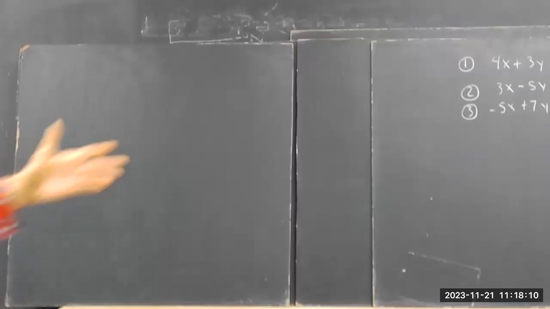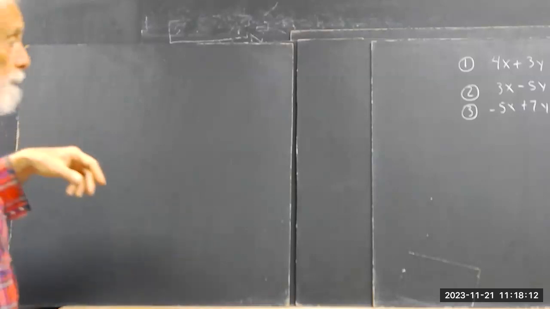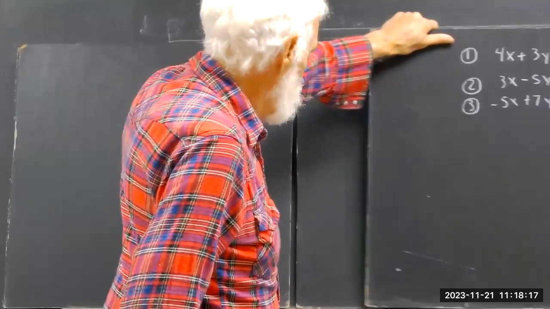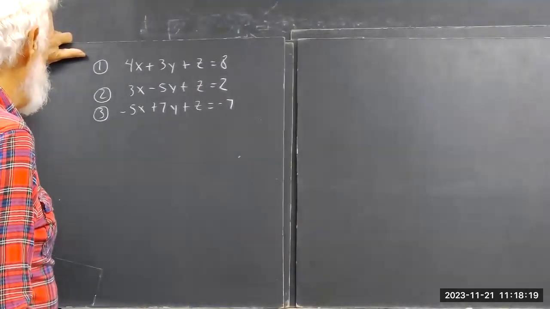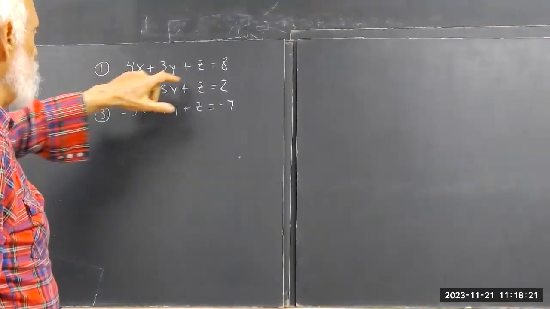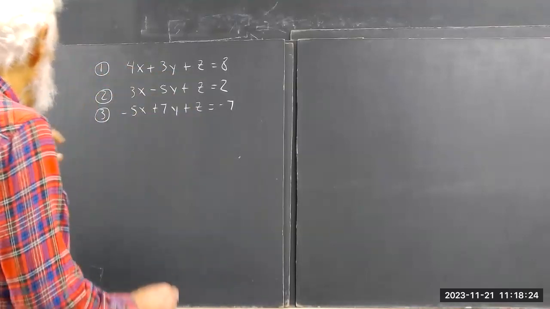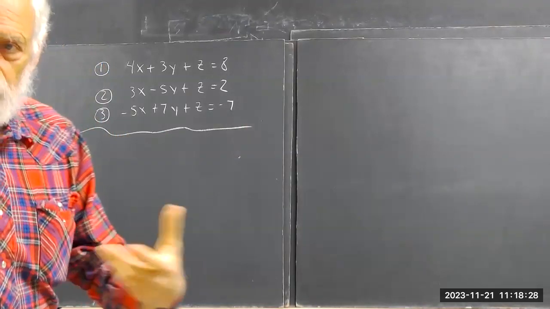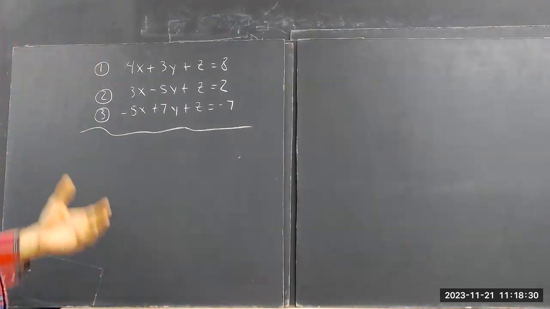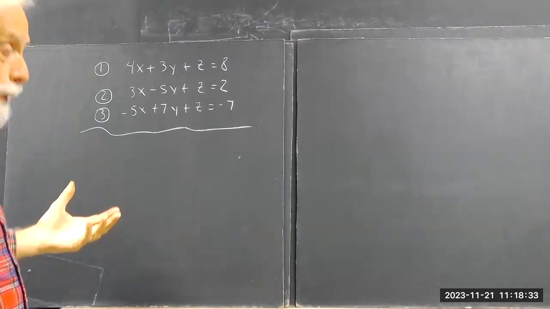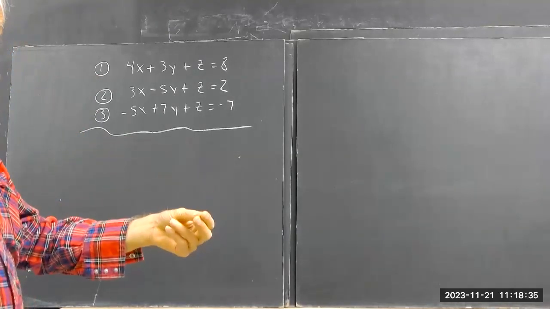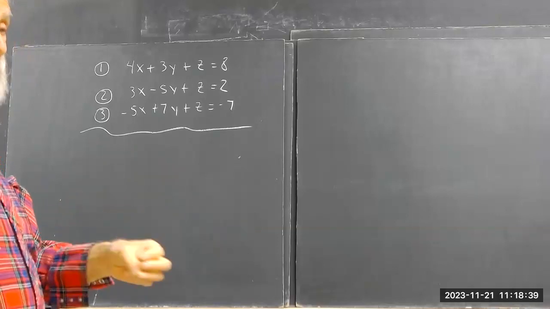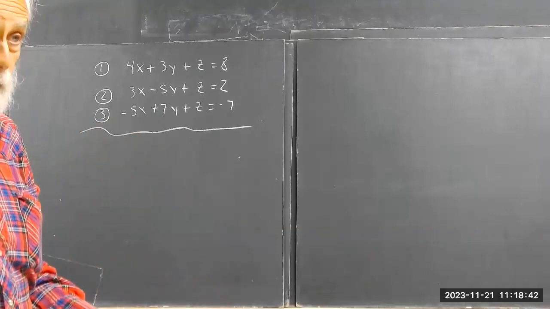Okay, so we have a system of three equations in the unknowns x, y, and z. To solve, the only task I gave you at this point is to eliminate one variable between two equations. Then eliminate that same variable between two different equations.